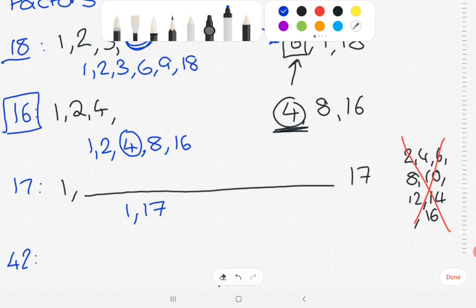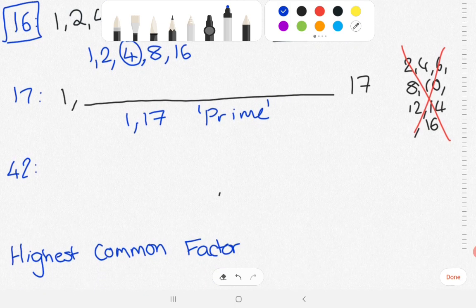And again, that's a special number. That means that 17 is what we call a prime number. And that's the work we're going to do next week. So we're not going to talk about that just now, but some of you will remember that from primary school, and we'll talk about a better definition for that next week.